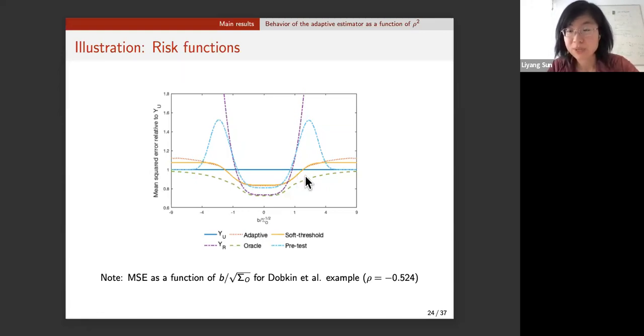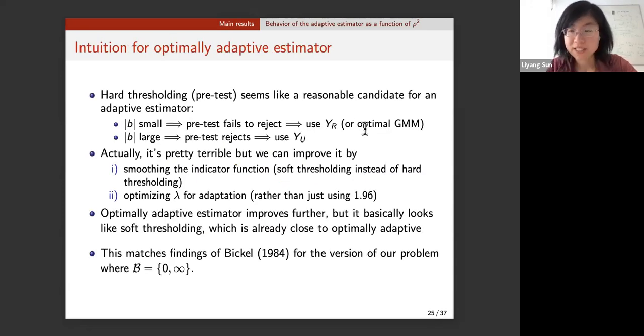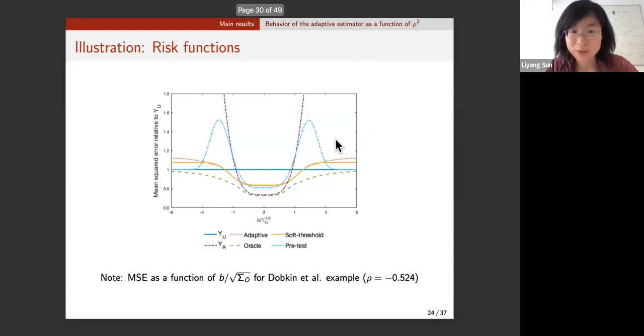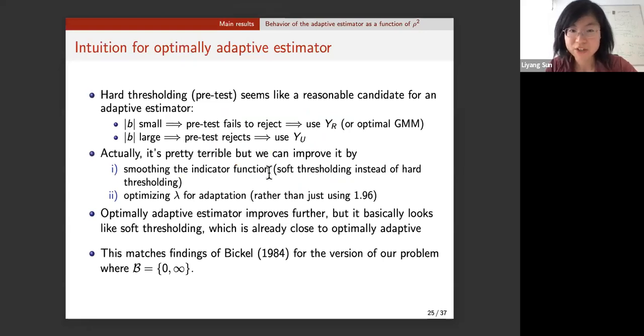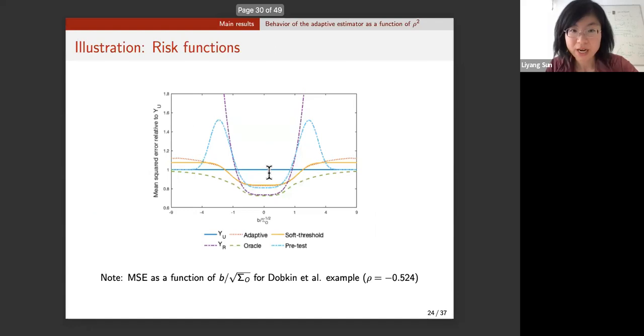And in that aspect, the pretest is actually not doing so well, even though for very small bias and very large bias, it has attractive properties. But in the intermediate range, for example, if we observe an over ID that's 1.7, then we might end up in regions where there is a lot of regret compared to the oracle. So in that sense, we can improve the pretest by firstly smoothing out the indicator function to do self-thresholding, and then further optimizing the threshold to minimize the worst case deviation from the oracle. So that's how we got from the blue dashed line to the yellow risk function for the self-thresholding estimator.